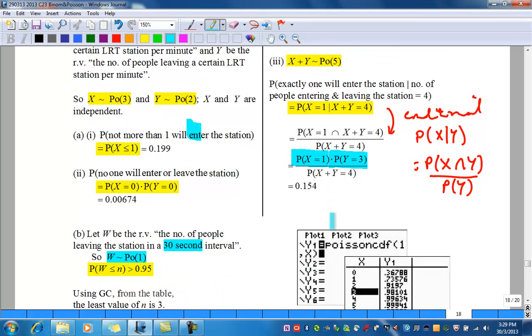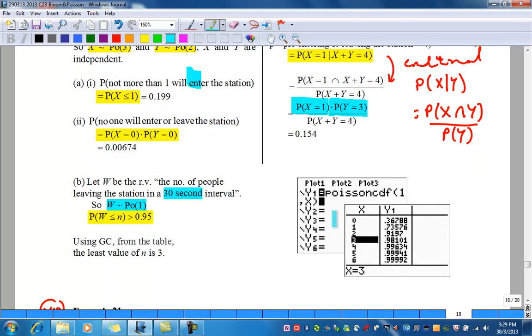Part B. Let W be the random variable, the number of people leaving the station in a 30-second interval. Take note that the time frame has changed, so we need to define W as a new random variable which follows a Poisson distribution 1. And it is required for you to come up with this important inequality from the statement. The statement says the least number n such that the probability of not more than n people leaving the station in a 30-second interval is greater than 0.95, which means probability of W less than or equal to n is more than 0.95.